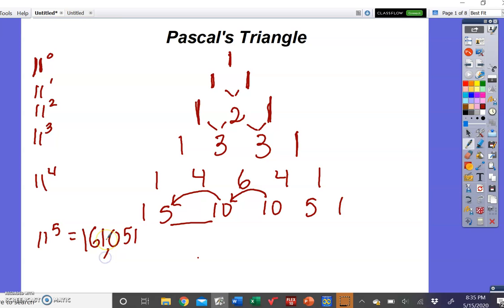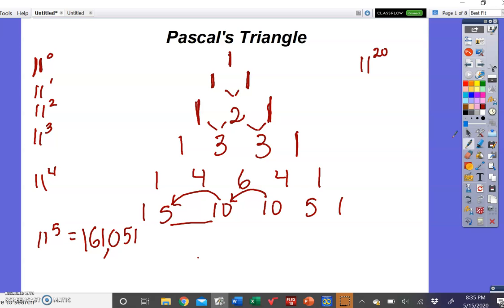And so if you ever needed to, for some crazy reason, figure out 11 to the 20th power really fast, you could do Pascal's Triangle and figure it out. I don't know why you need to do that, but it's cool that it's there. So Pascal's is just kind of fun like that. But again, there's 1,000 patterns in here.